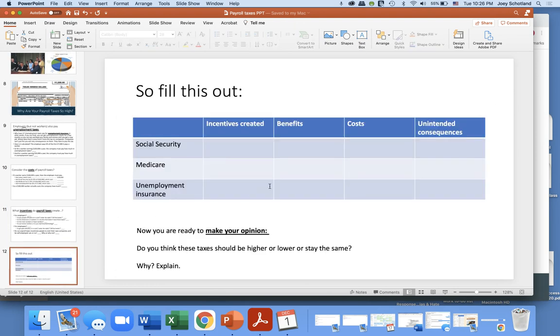So I'd like you to think, please, about the costs and benefits, incentives created, and unintended consequences. And then I think you're going to be ready to make your own opinion. Do you think these taxes should be higher or lower or stay the same, and why?